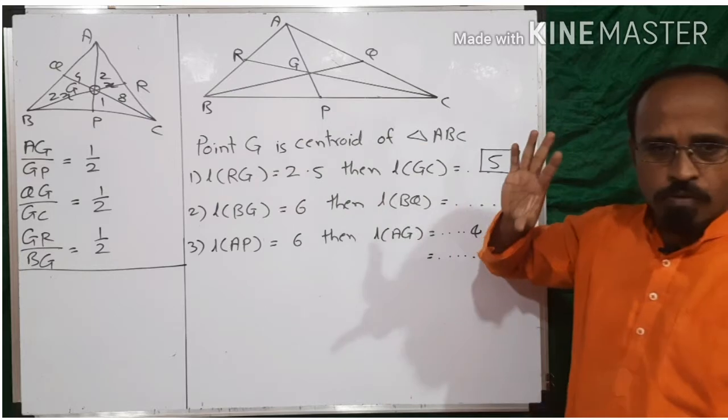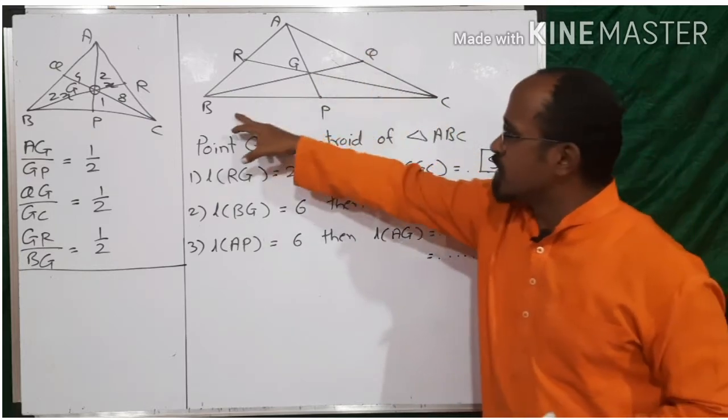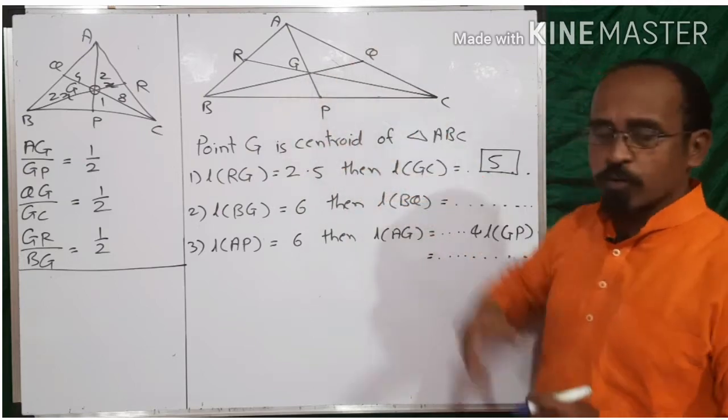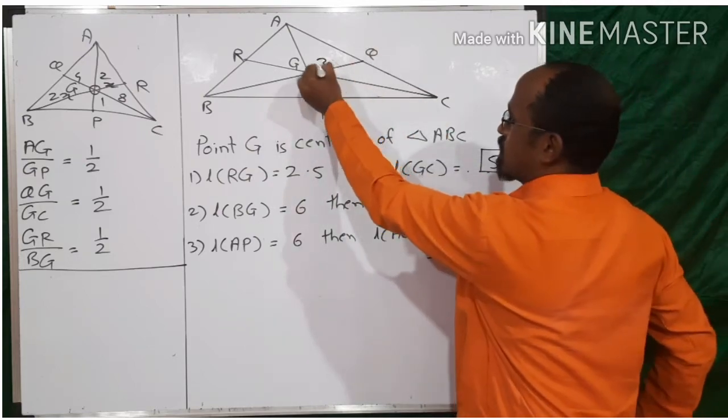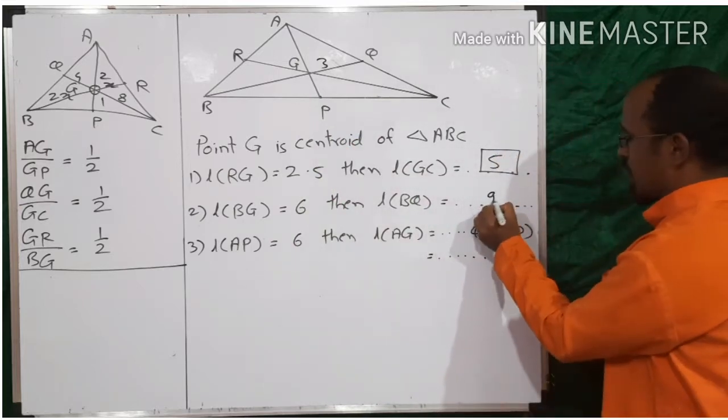BQ is equals to what? So for that we need to find out the GQ. BG is equals to 6. So GQ will be equals to 3 and BQ will be equals to 6 plus 3, 9 units.